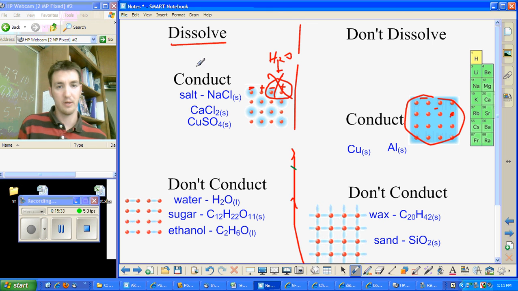So, why do these dissolve? They have positives and negatives, and they're able to be separated out. These are really similar to those. They're just linked up a lot more.